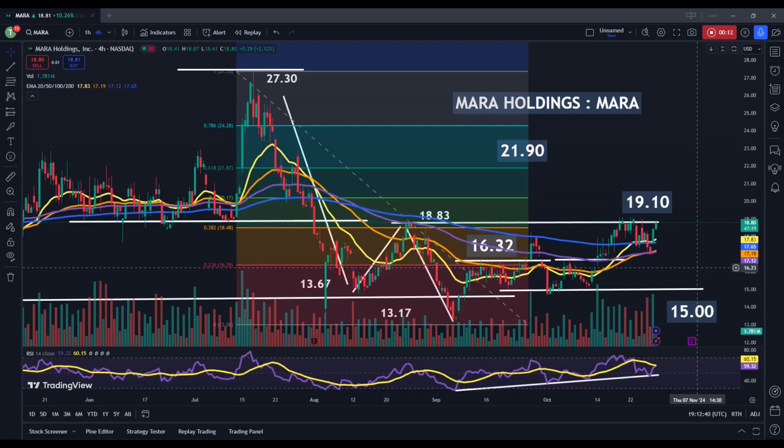We have the current stock market update for Mara Holdings Incorporated, stock ticker MARA.